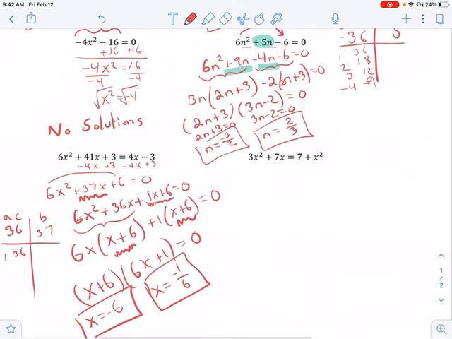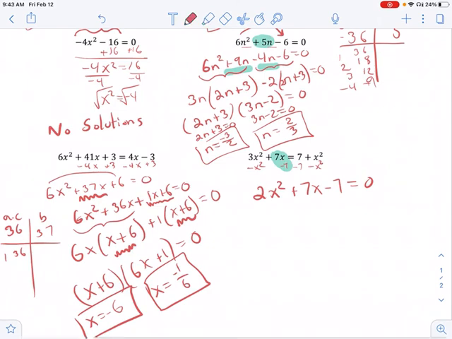Similar to our last problem, it's not set equal to 0 first. So I'm going to minus x squared and minus 7 from both sides. That's going to give me 2x squared plus 7x minus 7 equals 0. I can't combine these, so the other minus 7 just gets tacked on to the end.